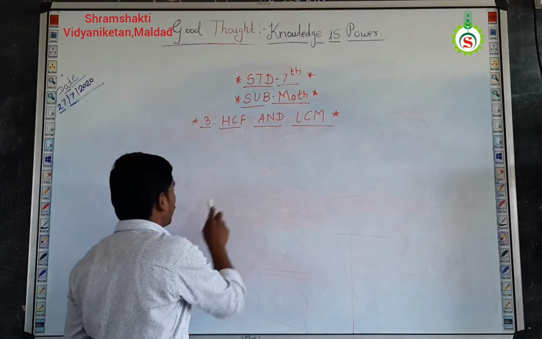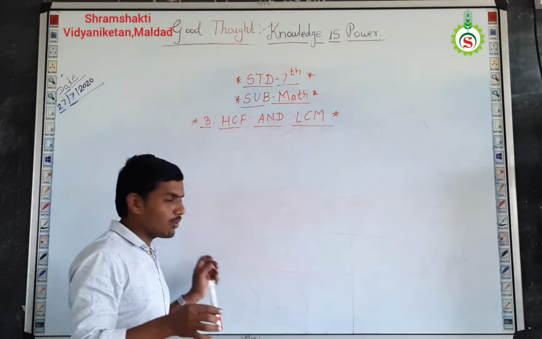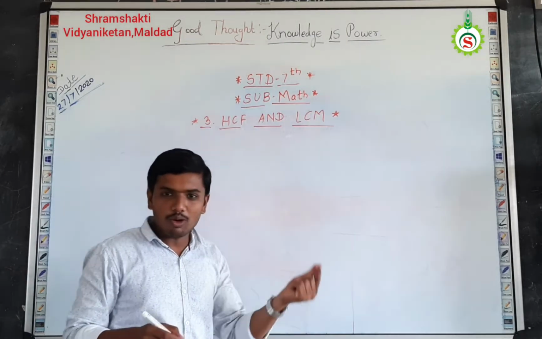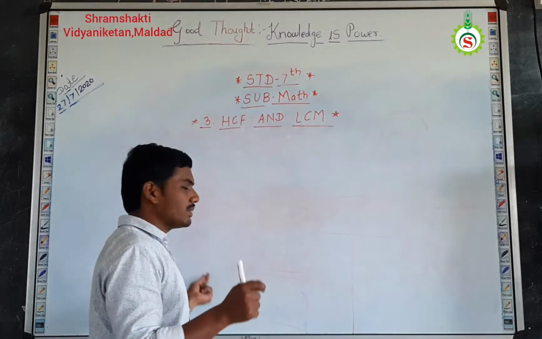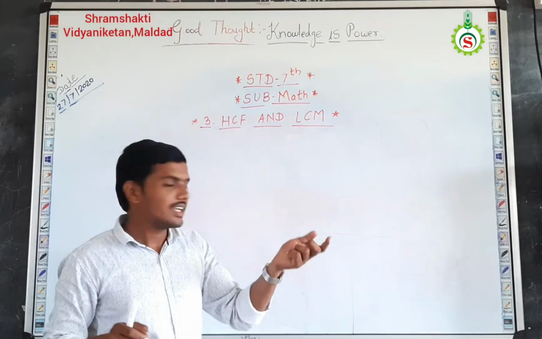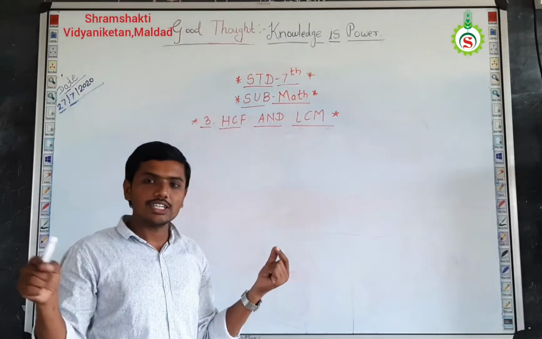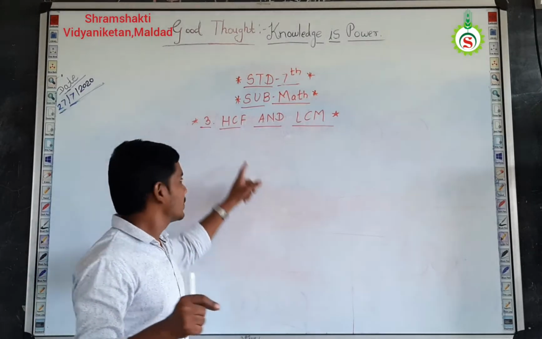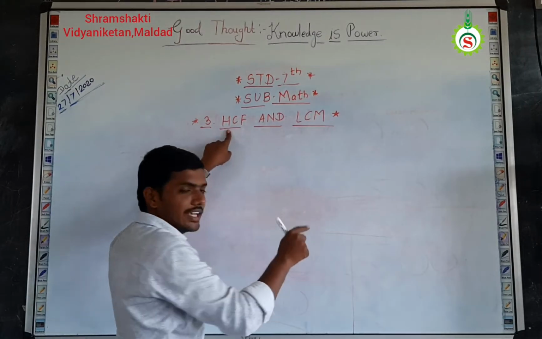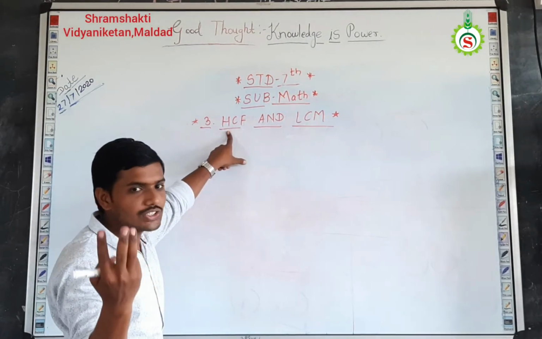We have to find out which are the common factors for all the numbers. And once we have noted the common factors, we have to take simply the multiplication of all the common factors. If you take the multiplication of all the common factors, you will easily get the HCF of all the given numbers, maybe two numbers or three numbers.